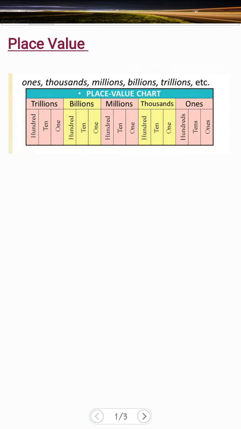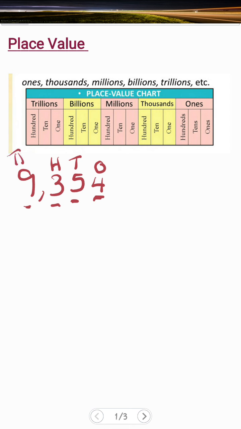If we have a number like 9,354 and we need to write the place of each digit in this number. As we know, we start from the right hand side and this is called the ones. And next is 50, so 5 is the tens. Then 3, as we said, it is 300, so it is the hundreds. And what about the 9? It is the thousands.